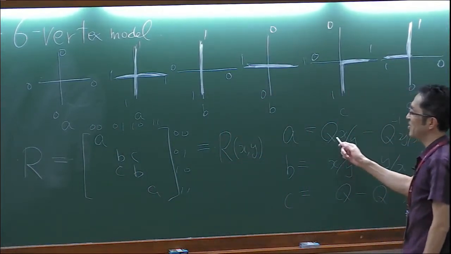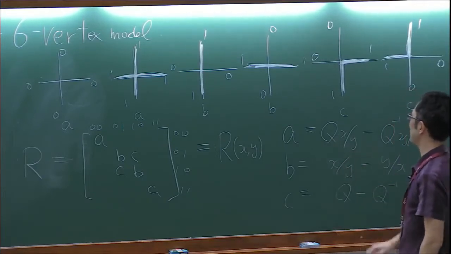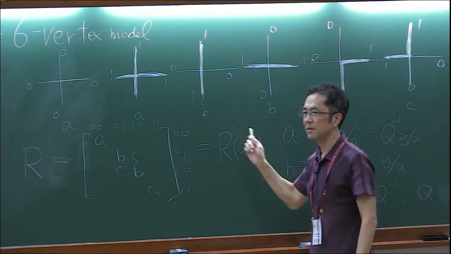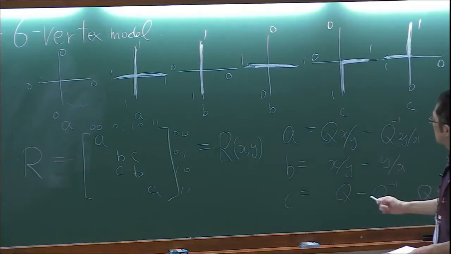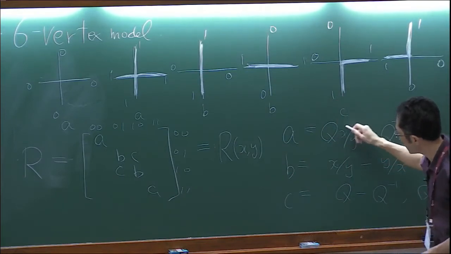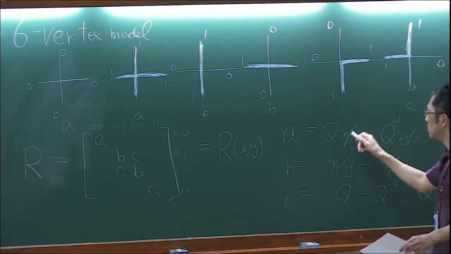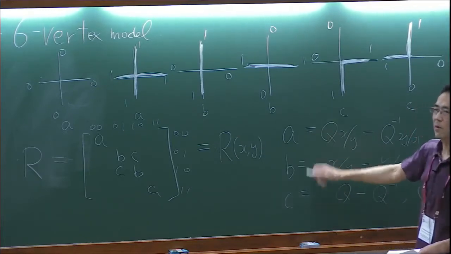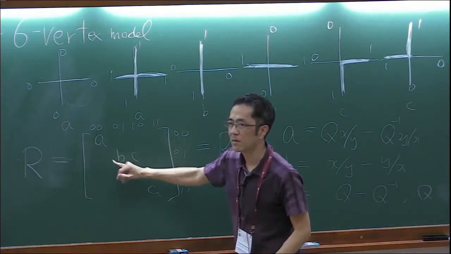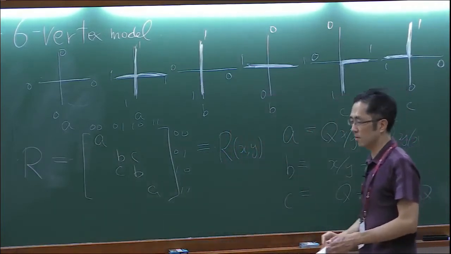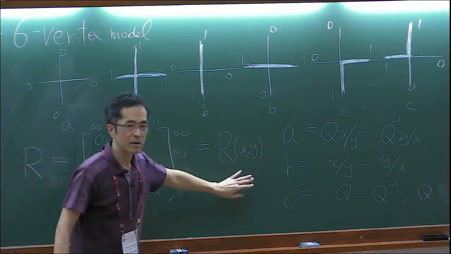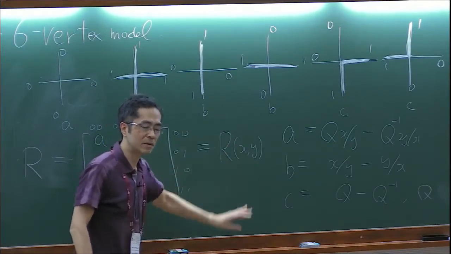Q is also a parameter. At this point these are just three parameters, which parameterize A, B, C in a particular way. But even though we are considering three parameters, the dependence on X and Y is very special. It appears only as X over Y. Basically, we are considering a two parameter case. In the original six vertex model, there are three parameters A, B, C, but now they are parameterized by two. This is a very special case, and this case is known to be exactly solvable.